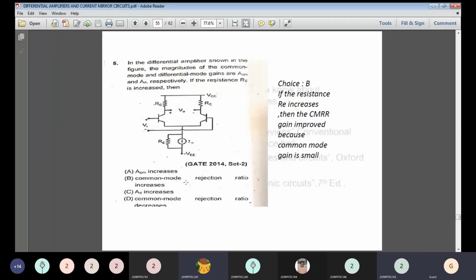Moving on to the next one, the differential amplifier case. In the differential amplifier shown in the figure, the magnitudes of the common mode and the differential mode gain are ACM and AD. If the resistance RE is increased, then what happens to the gain? ACM will increase, or AD will increase, or the common mode rejection ratio decreases or increases. These are the four options given: whether the common mode gain increases, the differential mode gain increases, or the common mode rejection ratio increases or decreases.